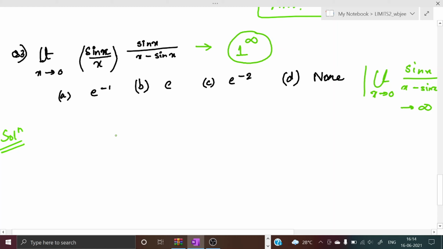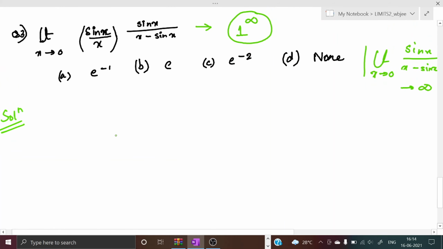Now we have learned from the formula that when f of x to the power g of x is of the form 1 to the power infinity, we can write this as e to the power limit x tends to 0 of f of x minus 1 into g of x.